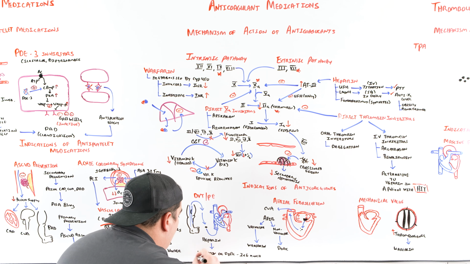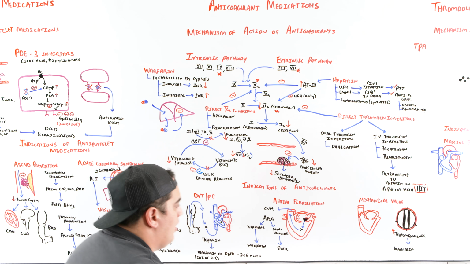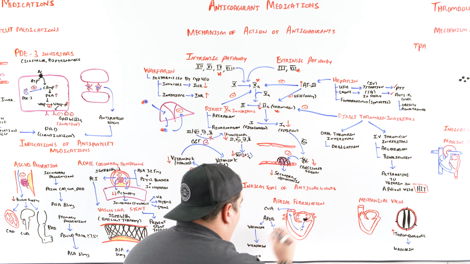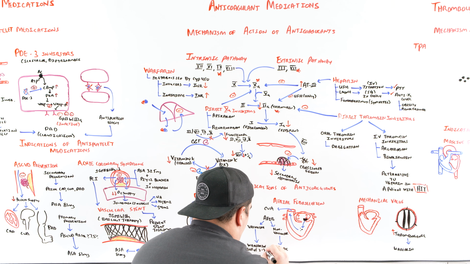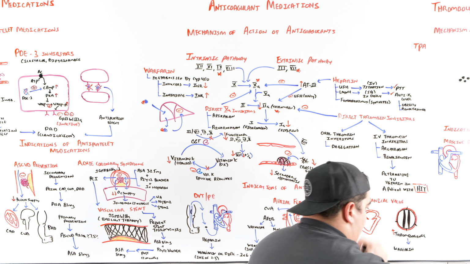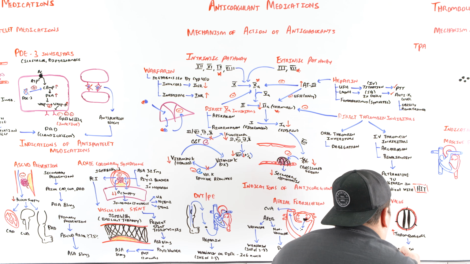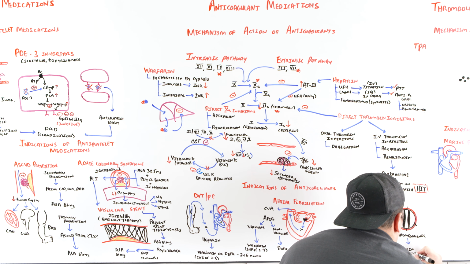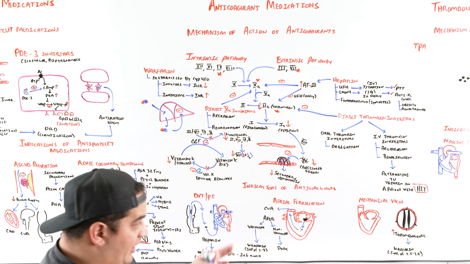For a DVT or PE, you may aim for an INR of 2 to 3. For atrial fibrillation, the valvular form, you may aim for an INR of 2 to 3. But for a mechanical heart valve, because they're so thrombogenic, you need a little bit of a higher INR. And so we aim for an INR of 2.5 to 3.5. All right? So it's really important to remember these particular things.